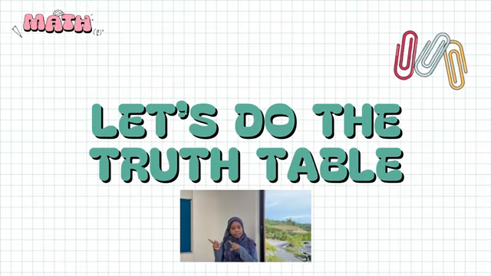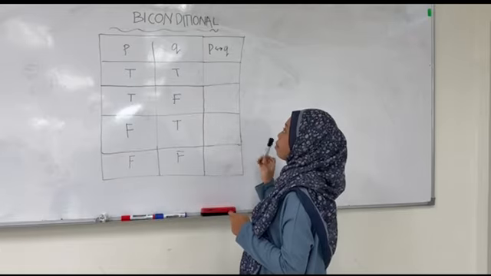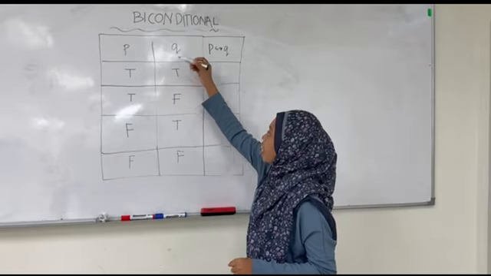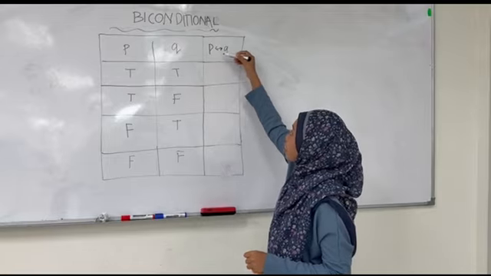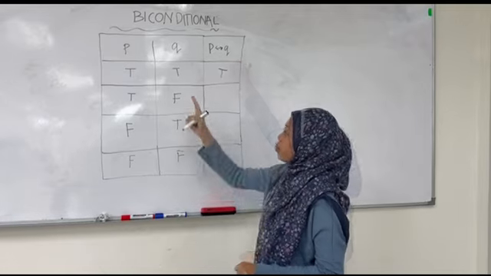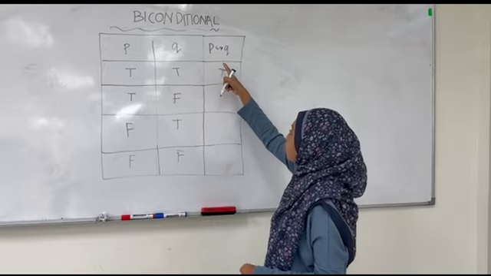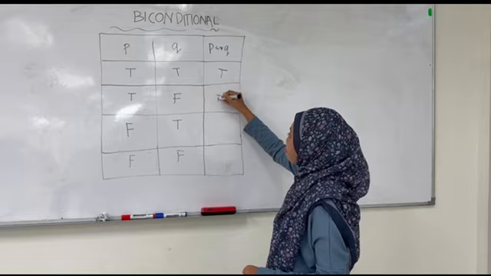Now let's do the truth table. So this is the truth table for biconditional. First we have P true and Q true, so P biconditional Q we get true. Then we have P true and Q false, so P biconditional Q we get false.